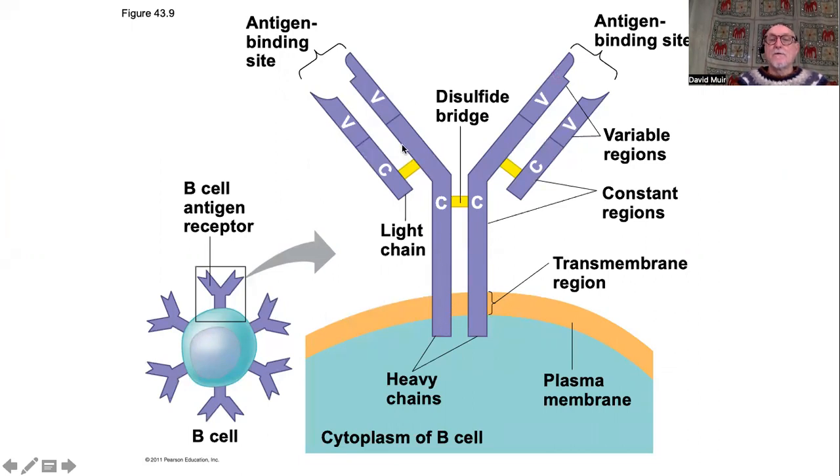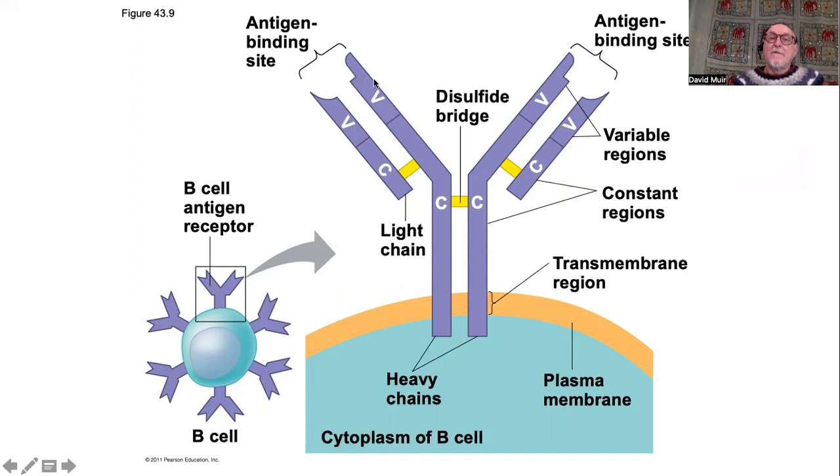It has 2 long chains there, they're called the heavy chains, and it has 2 smaller chains called the light chains there. From here down on the heavy chains and here down on the light chains, we call that the constant region, because for any individual, all of their B cell receptors are going to have this as a constant. But here at the end of them, these are called the variable regions.